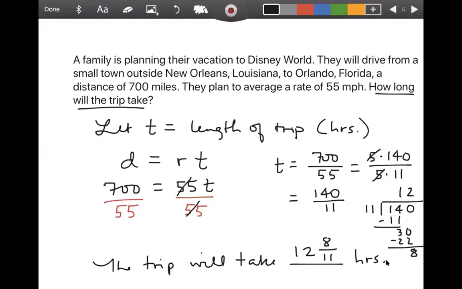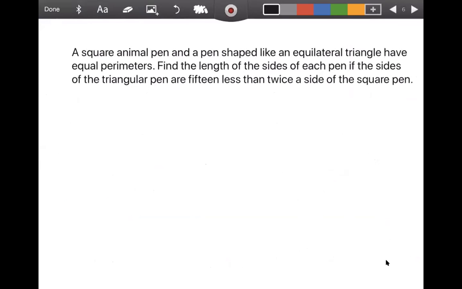All right, next example. A square animal pen and a pen shaped like an equilateral triangle have equal perimeters. Find the length of the sides of each pen if the sides of the triangular pen are 15 less than twice the side of the square pen. All right, so before I do Mitchell's commandments, I think I'd like to draw a picture of this.